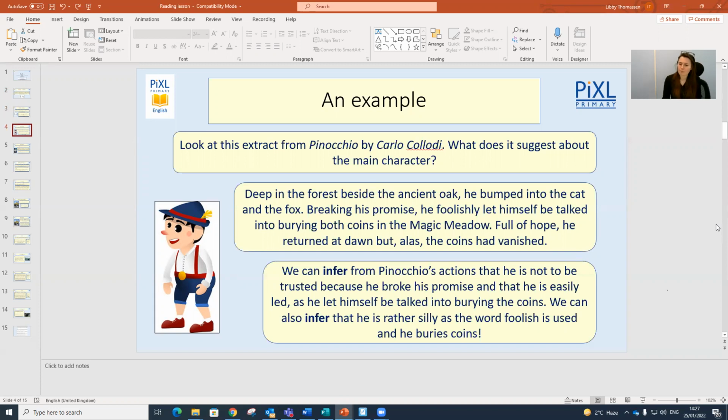So we can infer from Pinocchio's actions that he is not to be trusted because he broke his promise, that he is easily led and he let himself be talked into burying the coins. We can also infer that he's rather silly as the word foolish is used about him burying the coins. So the author there has given us some clues.